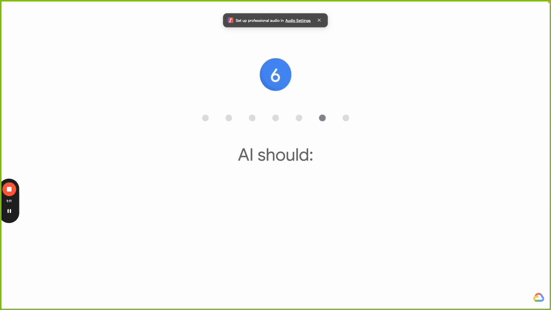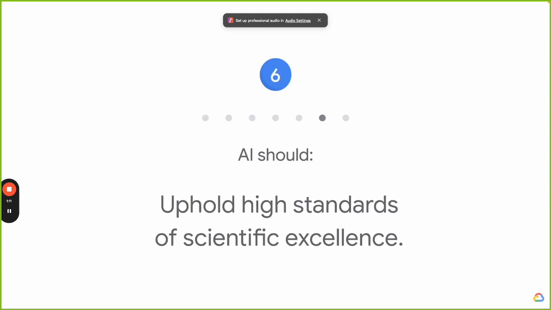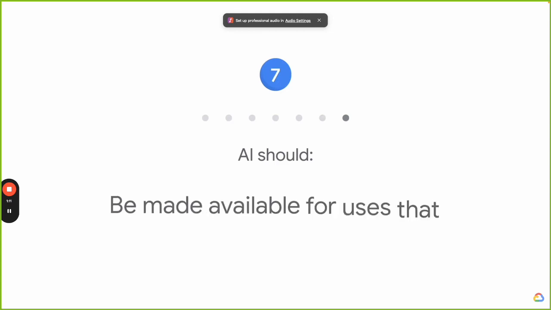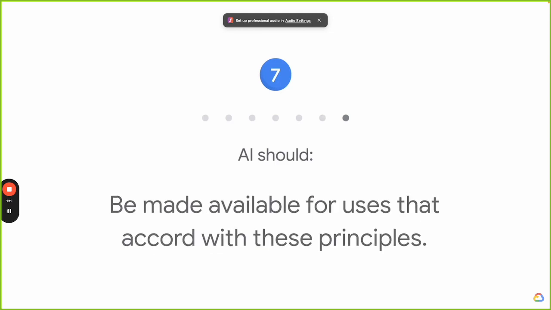6. AI should uphold high standards of scientific excellence. We will work with a range of stakeholders to promote thoughtful leadership in this area, drawing on scientifically rigorous and multidisciplinary approaches. And we will responsibly share AI knowledge by publishing educational materials, best practices, and research that enable more people to develop useful AI applications. 7. AI should be made available for uses that accord with these principles. Many technologies have multiple uses, so we'll work to limit potentially harmful or abusive applications.